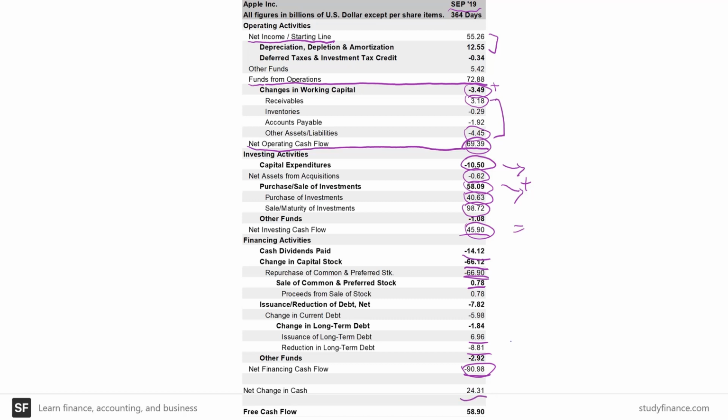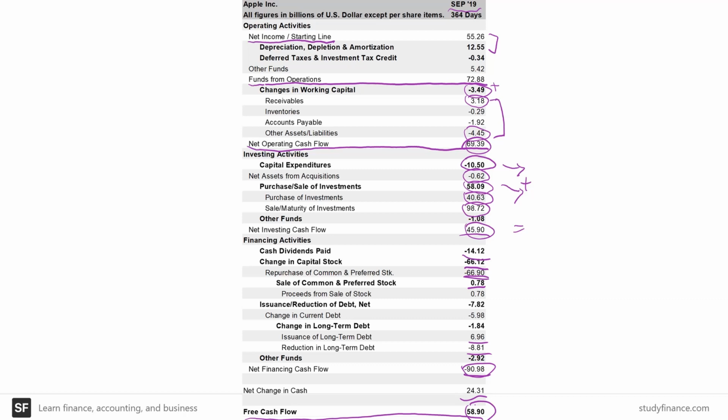This free cash flow line down here is not typically seen on a cash flow statement. Sometimes it's included, but it is calculated by subtracting funds or cash flow from operating activity right here minus capital expenditures. And this amount, the 58.9 billion, represents the amount of cash left over to pay back stakeholders after accounting for operational expenses and capital expenditures.